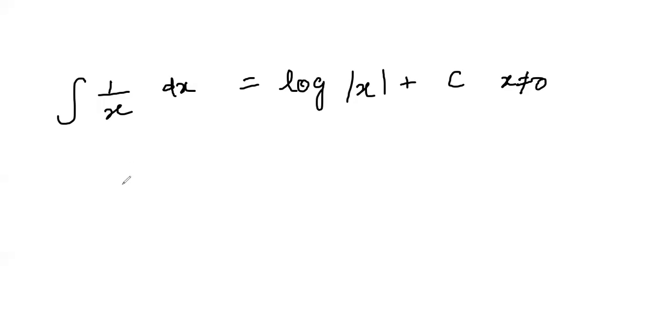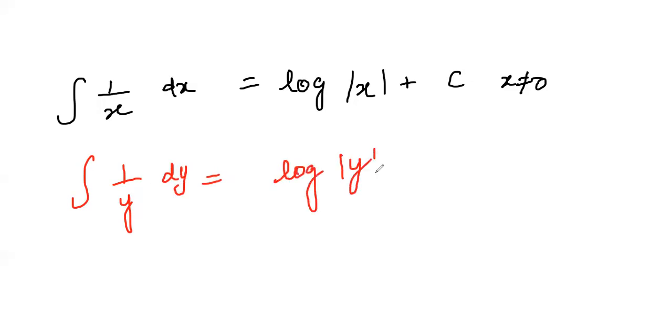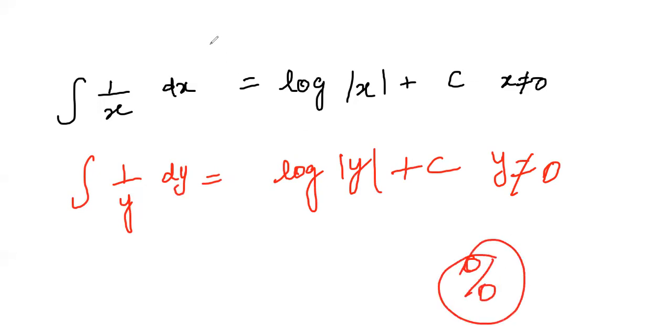This is applicable to all kinds of variables. Even if you have 1 upon y dy, you will write your answer as log of y plus c, and y is not equal to 0. Otherwise, we will end up with a 0 by 0 form, which is indefinite.